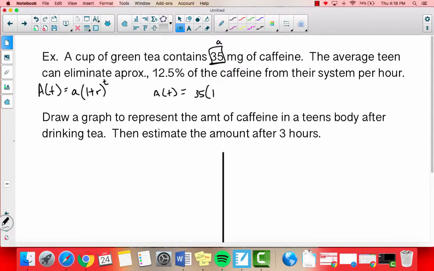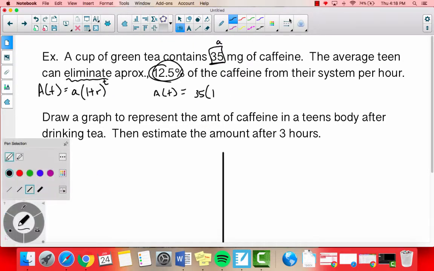We know 1 is always going to be there, but then we know it's going to be 12.5%, but it's decaying. So instead of plus, this is going to be subtraction. And that's important when you're talking about decay, that you make sure you're subtracting instead of adding. Okay, so I'm going to have minus our decimal 0.125 and then to the t power.